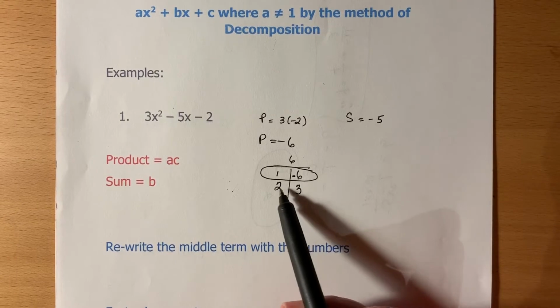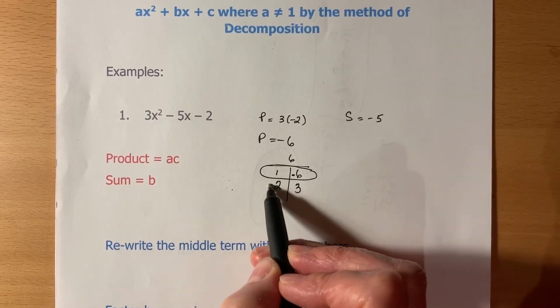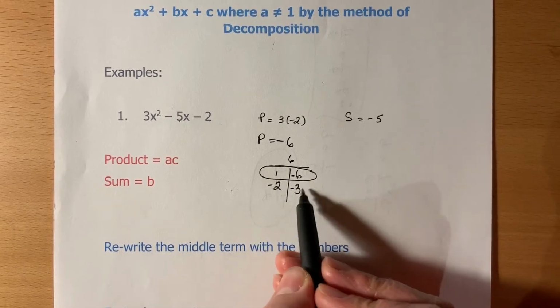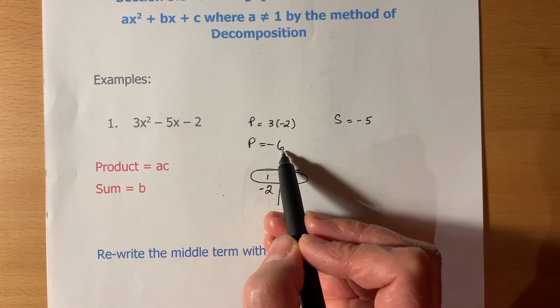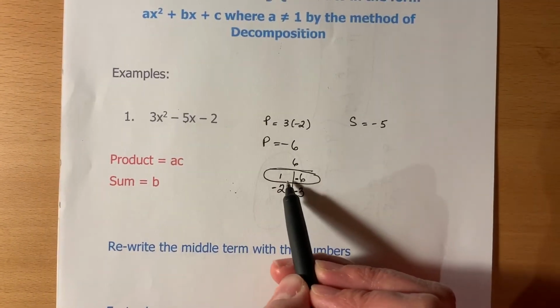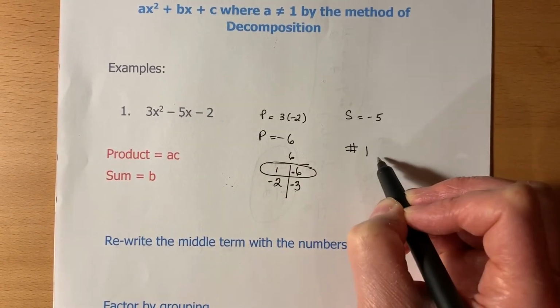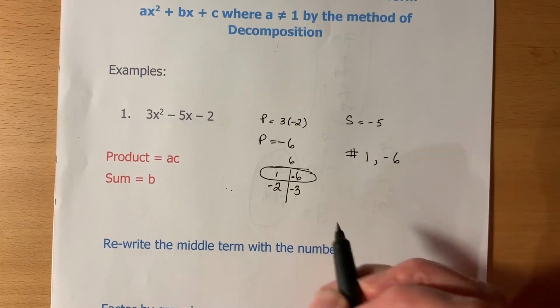It can't be these two. Some people think, oh, -2 and -3, that adds to -5. But what does it multiply to? It multiplies to +6. So there's only ever one right answer. Okay, so I know my numbers are 1 and -6.